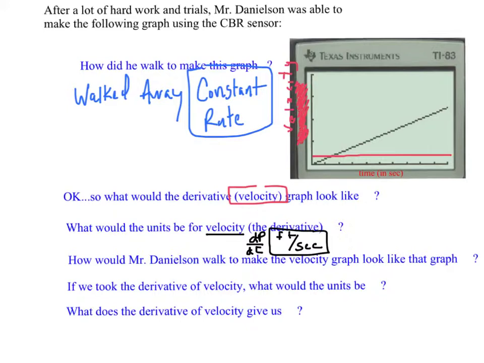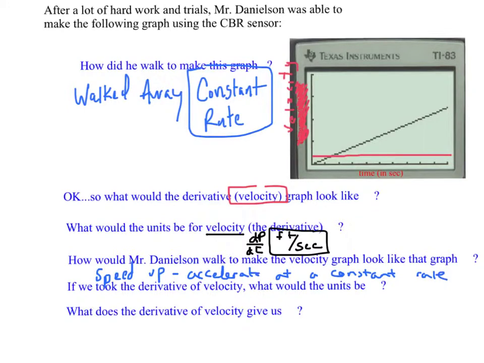Well, of course, if I started with a velocity of 0 and I ended up with a velocity of 2.5, what had to happen? Well, I had to speed up or accelerate. So the answer is you'd walk away, but you'd speed up as you walked away. And that acceleration would be at a constant rate. So you'd accelerate at a constant rate, or speed up.